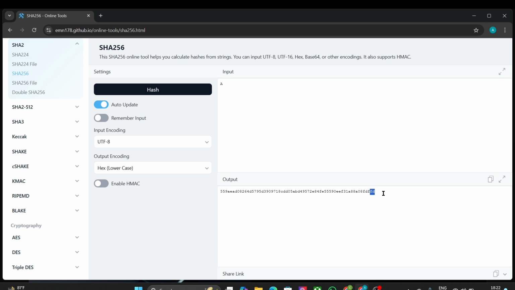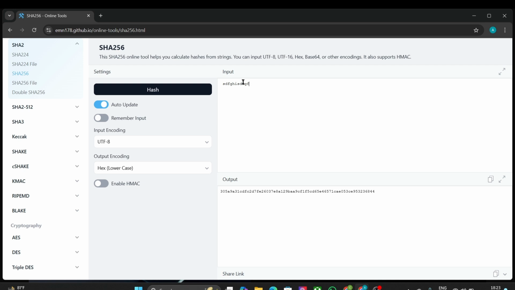So whatever input you give, even if it is just a space, you have seen, right? Even the space is considered a character, and for each different input, it provides a different output. The difference might be a single space or anything, and it will always generate a 64-character hash.